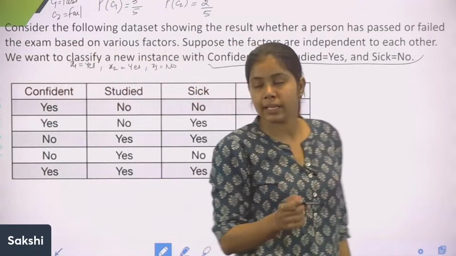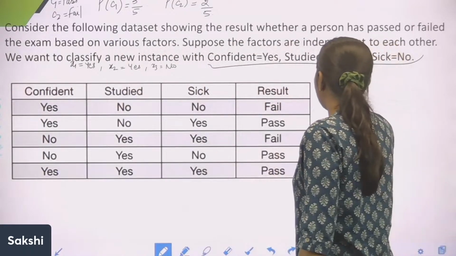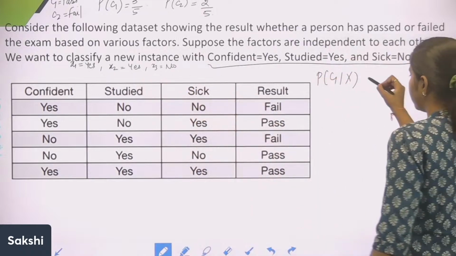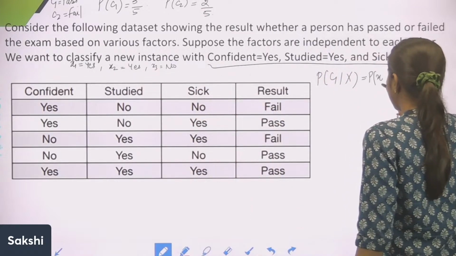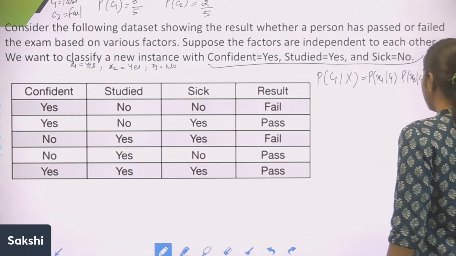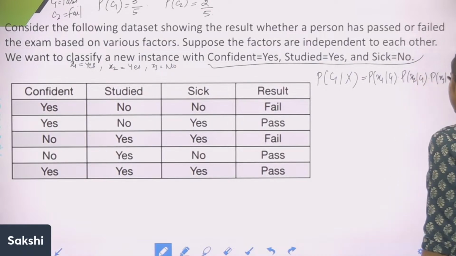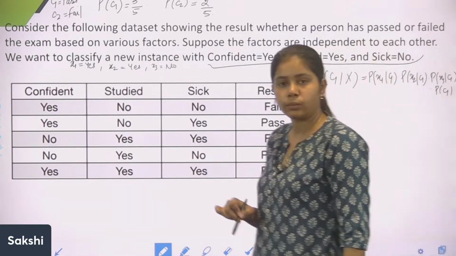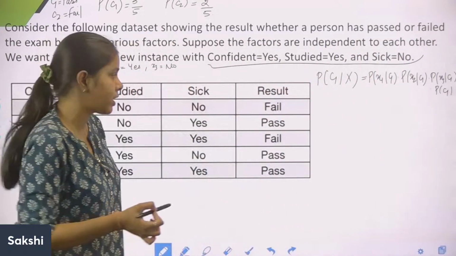Now what would be the next thing? I'll find the probability of C1 given X, where X is X1, X2, X3 given. So it is probability of X1 given C1, into probability of X2 given C1, into probability of X3 given C1, into probability of C1. I'll write this down. Now let's solve this question together.